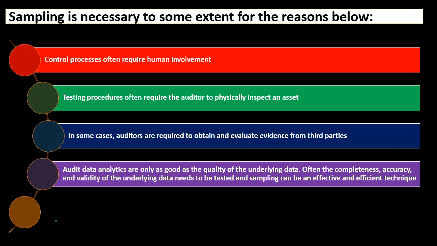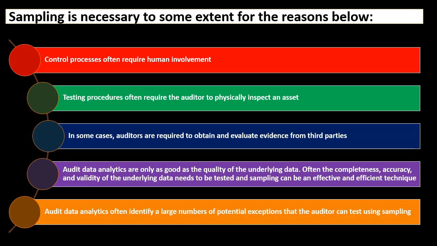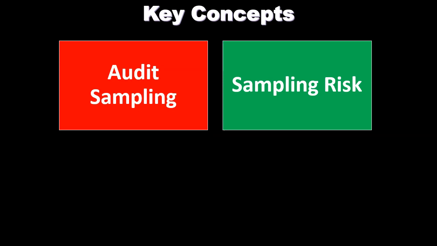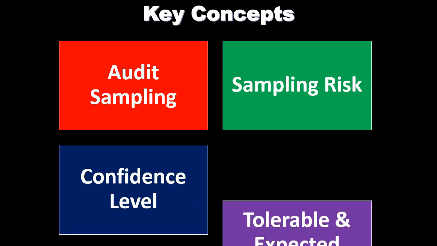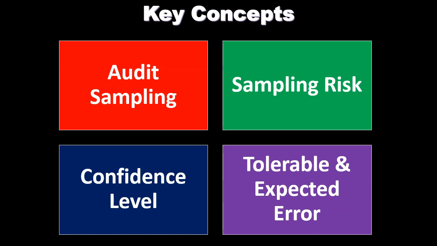But the input going into the system is where we would want to check, because that's where the errors could happen. Obviously, the calculations that the computer goes through will only be as good as the inputs that are put into that computer. Audit data analytics often identify a large number of potential exceptions that the auditor can test using sampling as well. Key concepts that will be included as we think about sampling will be the audit sample, the sampling risk, the confidence level, and the tolerable and expected error.